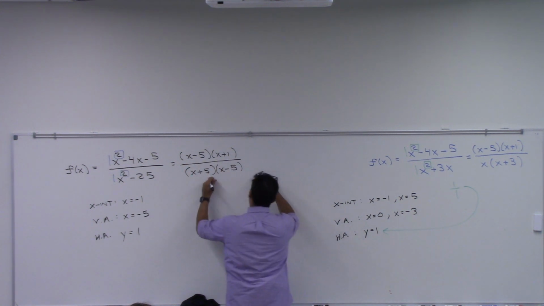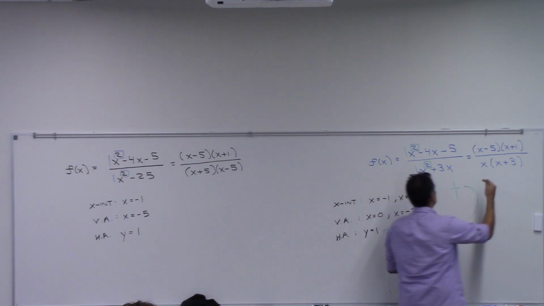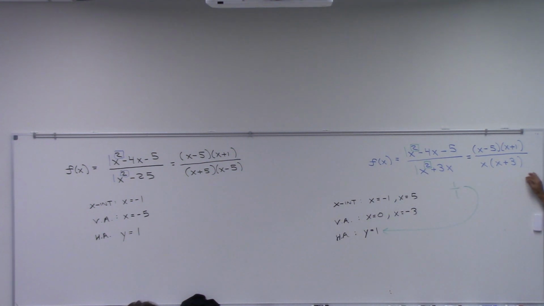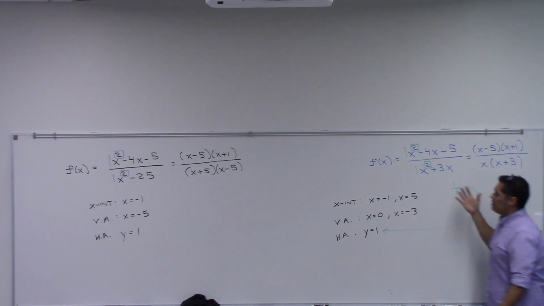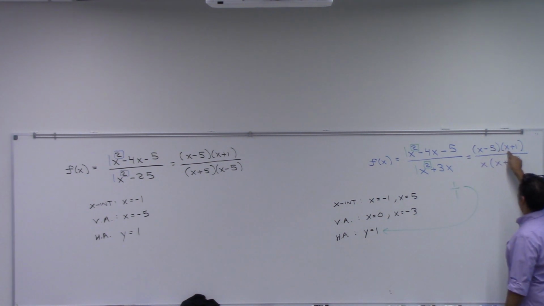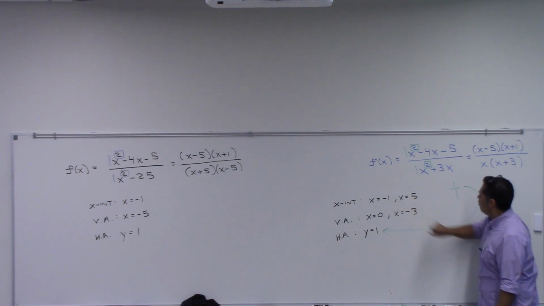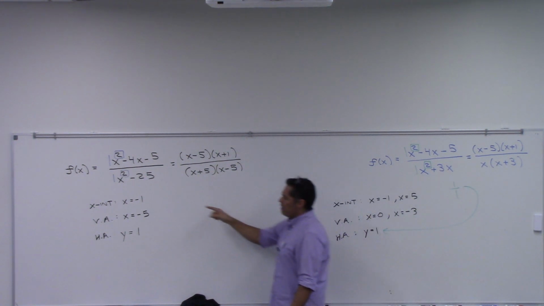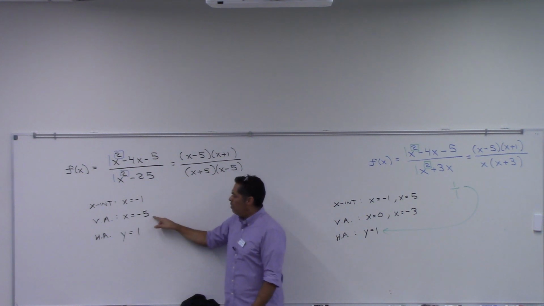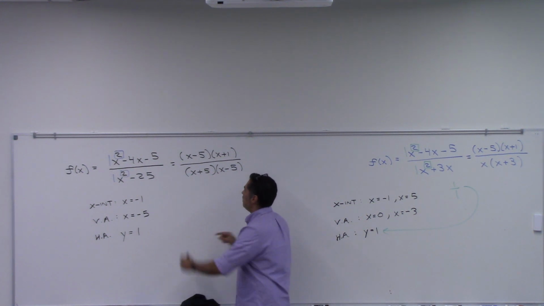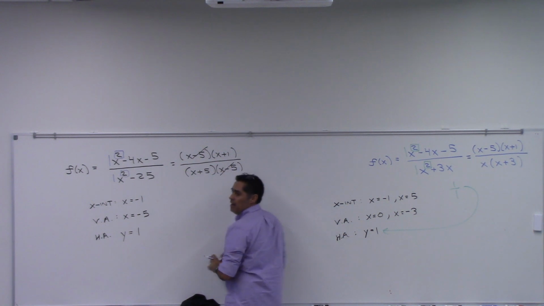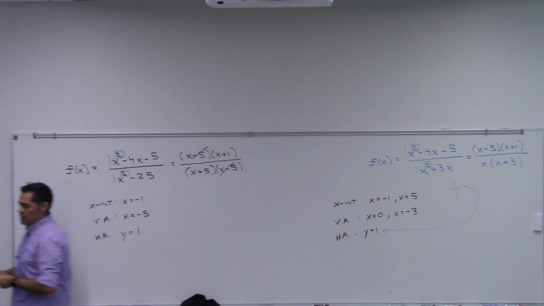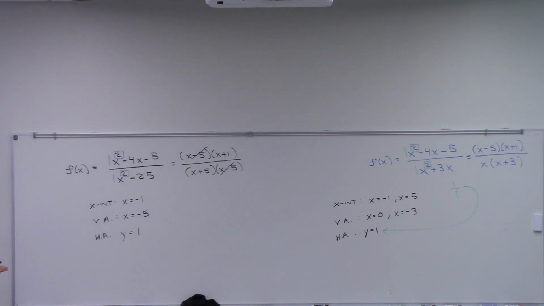What is different here than we had here? You'll see it, there's something important. You have factors that cancel. Do you see that? According to this, here we said we should have two x-intercepts, at 5 and negative 1. We should have two vertical asymptotes at 0 and negative 3. But here, we only have one x-intercept, and we only have one vertical asymptote. The reason why is because these factors cancel, right? Those factors cancel.